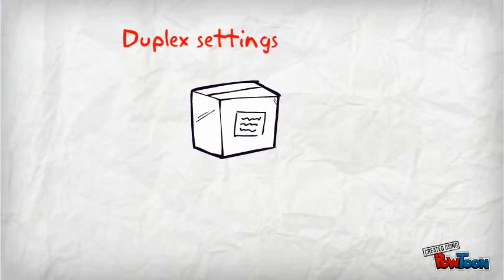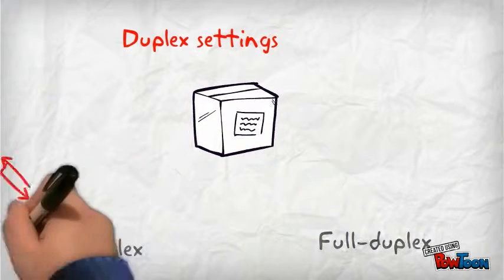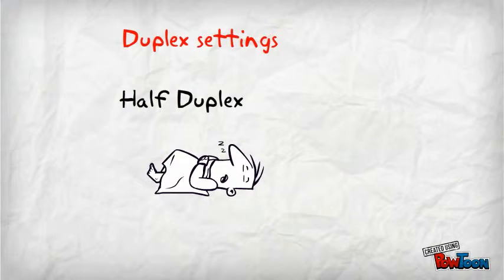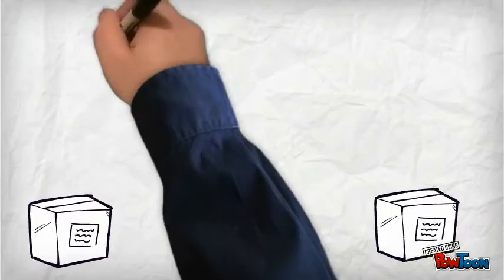The switch has some basic settings known as duplex settings. The communication is directional. These settings are called half duplex and full duplex. Half duplex communication means that sending and receiving data don't occur at the same time. On the other hand, full duplex means that sending and receiving data occur at the same time.